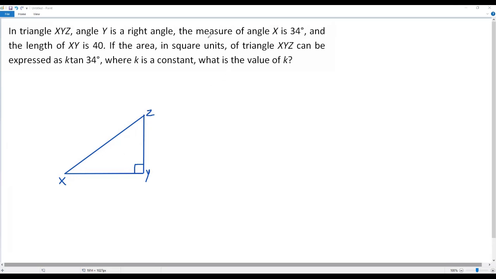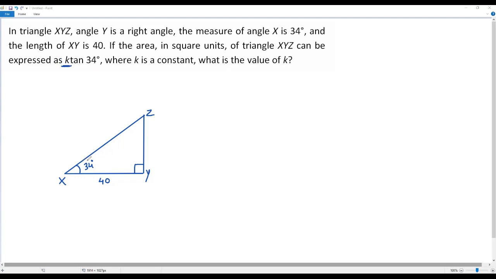The question also says the measure of angle capital X is 34 degrees. That is, the interior angle at the vertex capital X is 34 degrees. And we have the length of the leg XY, that is 40. Here we have 40. We also have information about the area of the triangle, that is, the area can be expressed as K times tangent 34 degrees. The area of the triangle contains the unknown constant K. Actually, we have to find the value of this constant K.